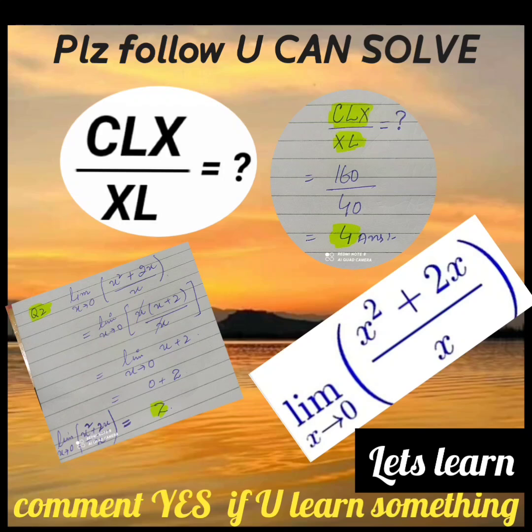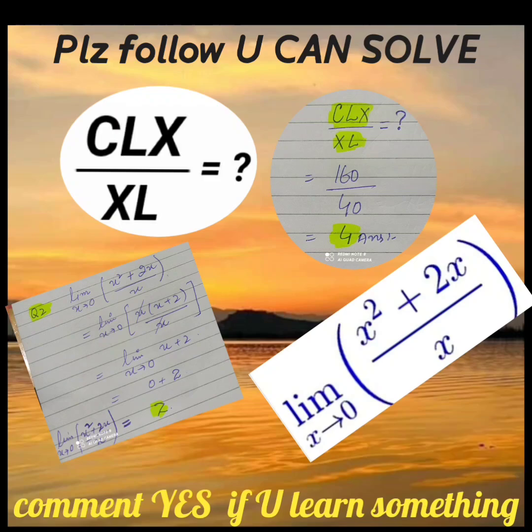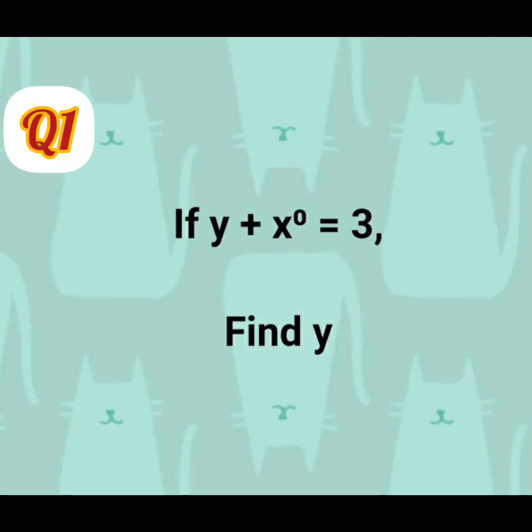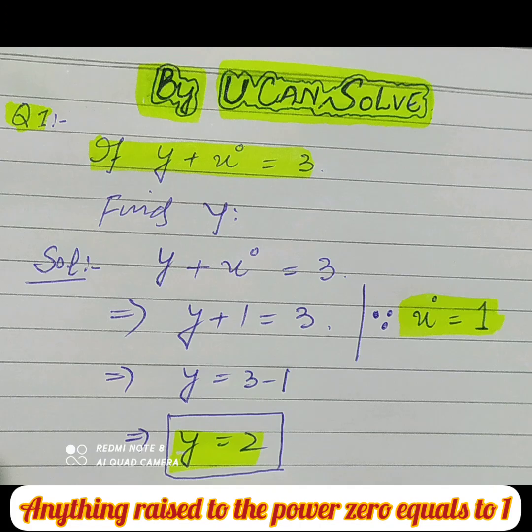So the first question is, if y plus x power 0 equals 3, we have to find out the value of y. In the above equation we have only one unknown number, that is y. We have to find its value. For this we have written it as y plus x power 0 equals 3, which implies that y plus 1 equals 3, because x power 0 equals 1, as anything raised to power 0 equals 1.